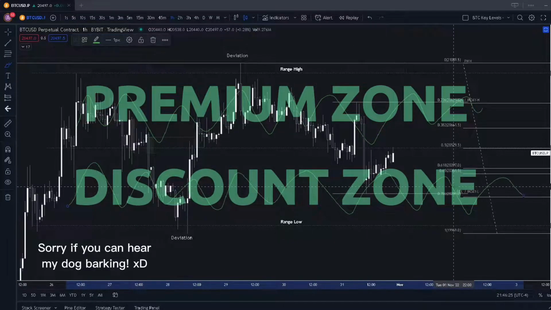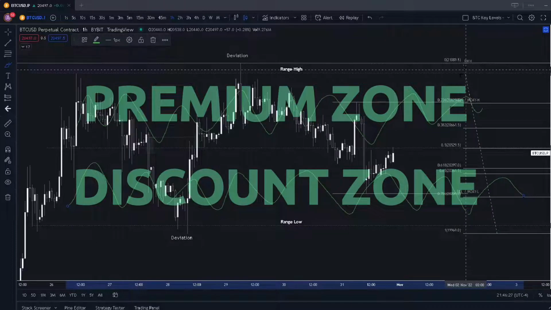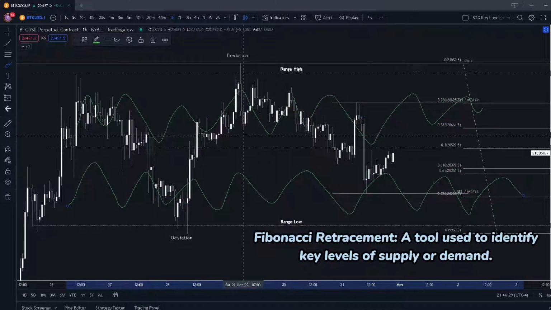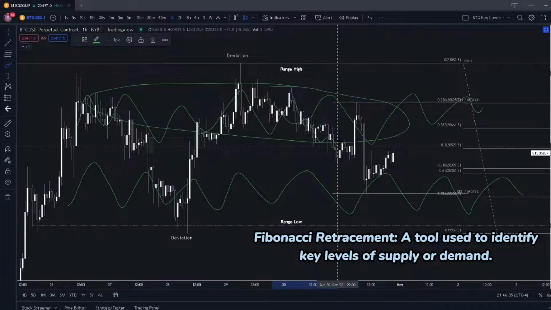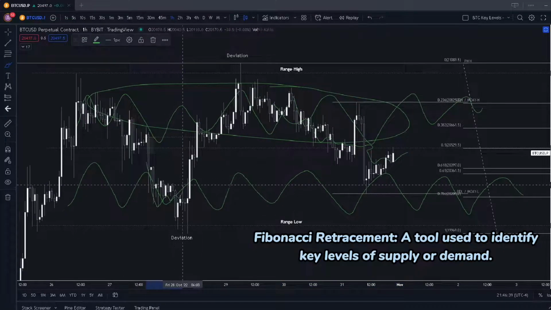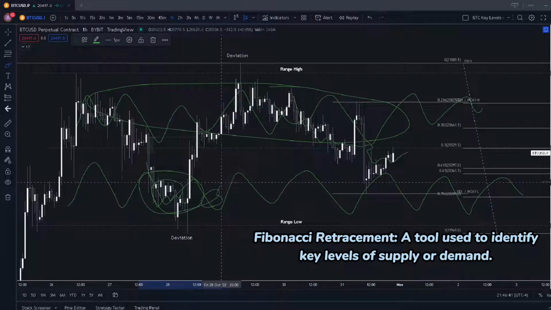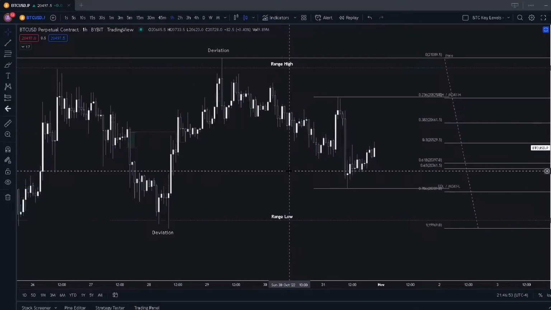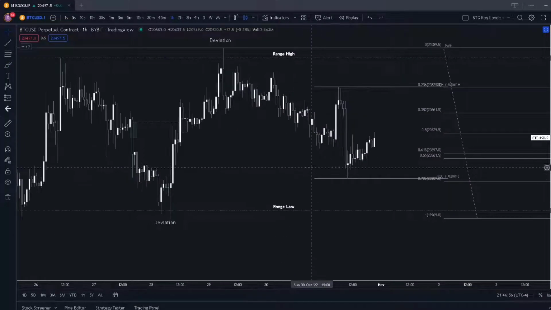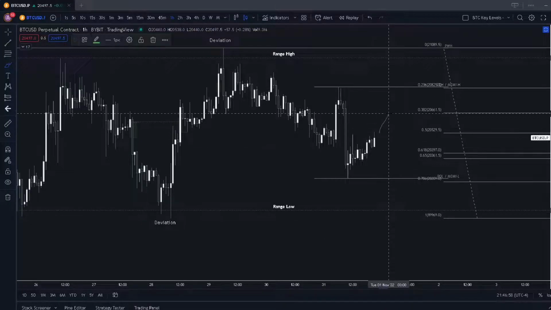And since the markets are run on algorithms, the algorithms use Fibonacci values to actually bring the price into equilibrium. So when the price spends too much time in the premium zone, it'll want to kind of come down to the middle or into the discount zone, and vice versa. When price is in the discount zone, it'll want to come back up into the premium zone or into the middle.